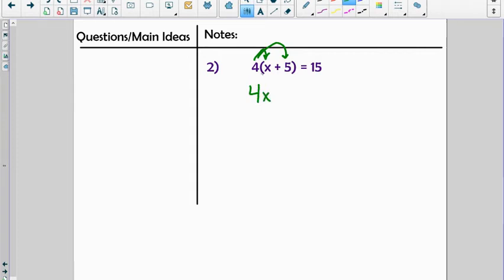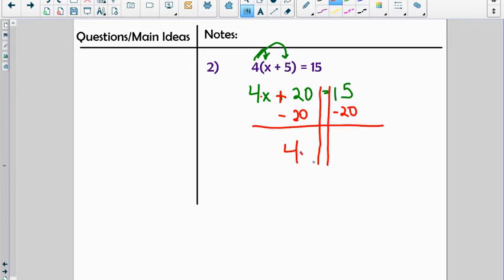So we start by multiplying 4 times x and 4 times 5. That gives us 4x plus 20 equals 15. We now have a two-step equation. I know it's a two-step equation because I see two operations to undo. So thinking back to last week, remember to use SADMA. Undo the additions or subtractions first. So to undo a plus 20, I want to take away 20 from each side. That's going to leave me with 4x equals negative 5.